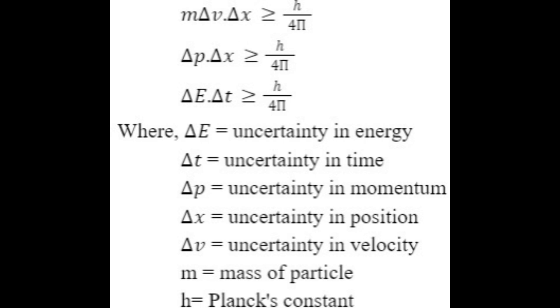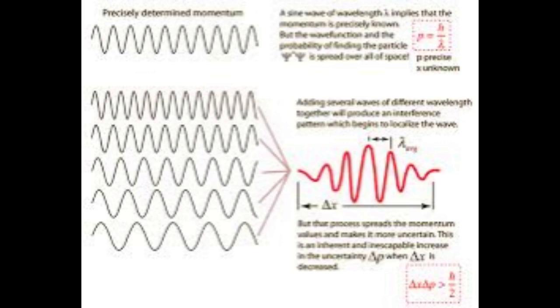And this is not just true for position and momentum. There are other conjugate variables that obey similar uncertainty principles. For example, energy and time. The more precisely you know the energy of a system, the less precisely you can know when that energy was measured. Yes, it's true. Time enters the party too.